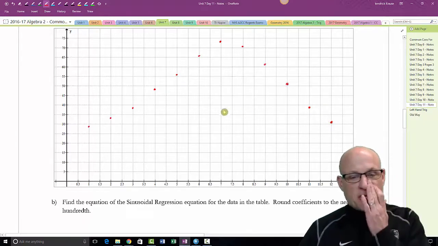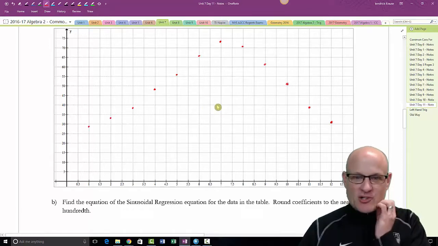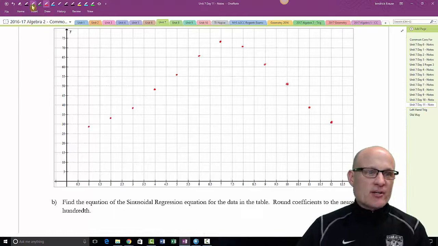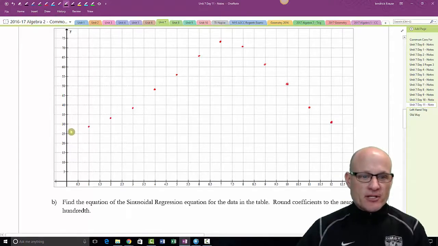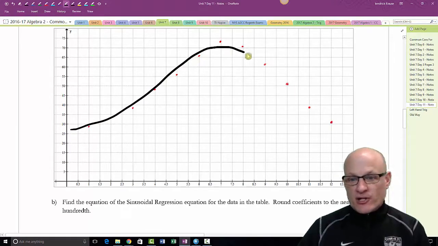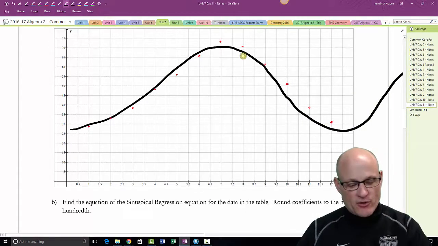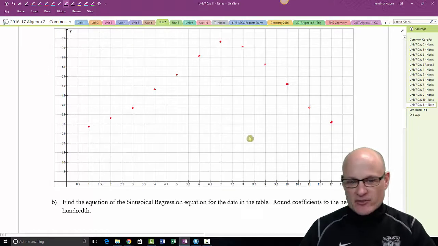All right, so there's my scatter plot. That almost looks like an upside down absolute value, but as you can suspect, it's going to probably do something like this, because temperatures are going to go up, go down, and go up, and go down, and so on and so forth. Now, don't connect the dots. That's not part of a scatter plot.